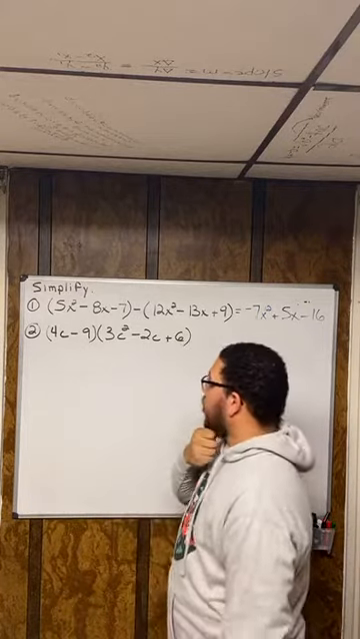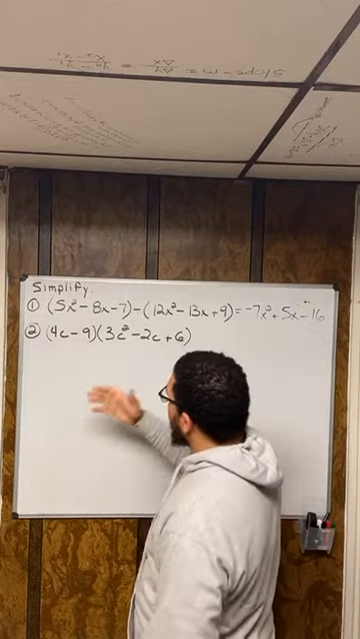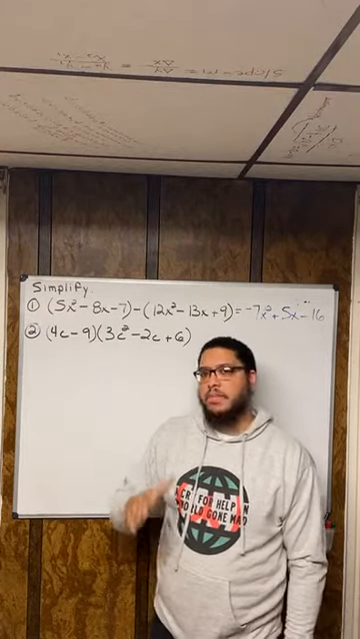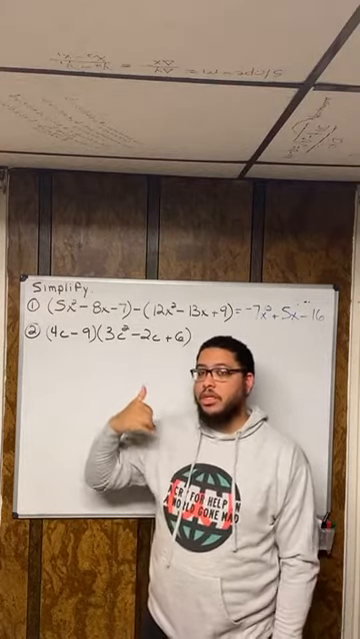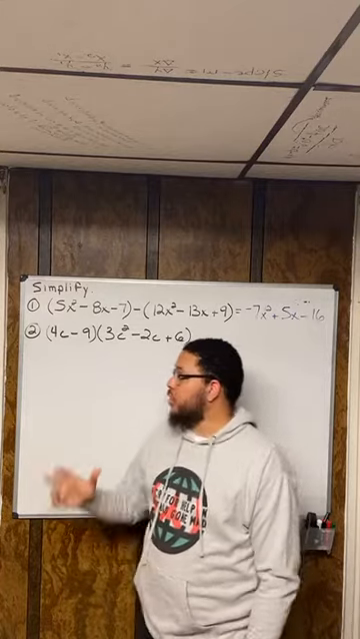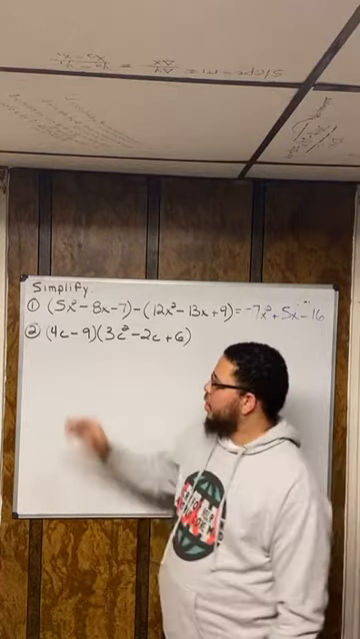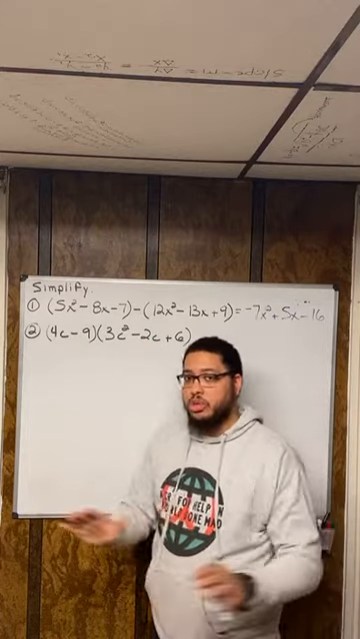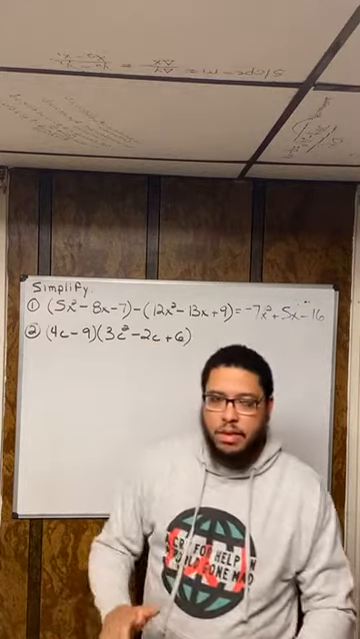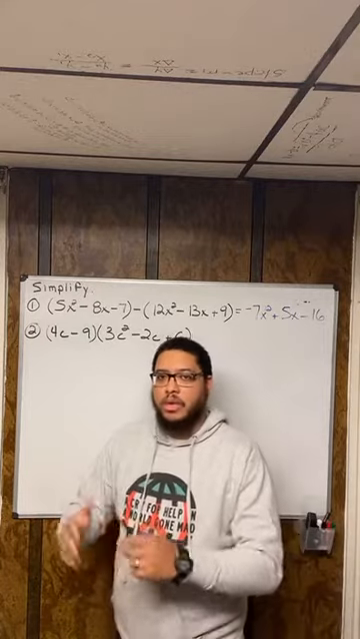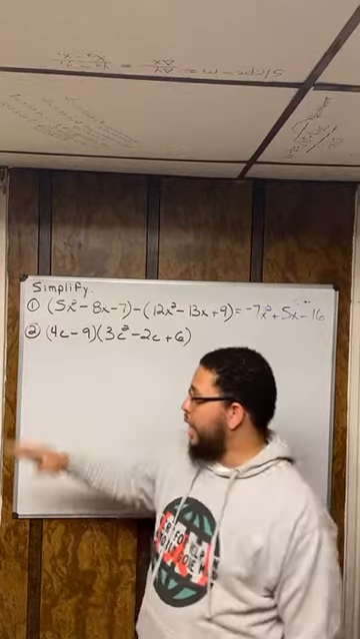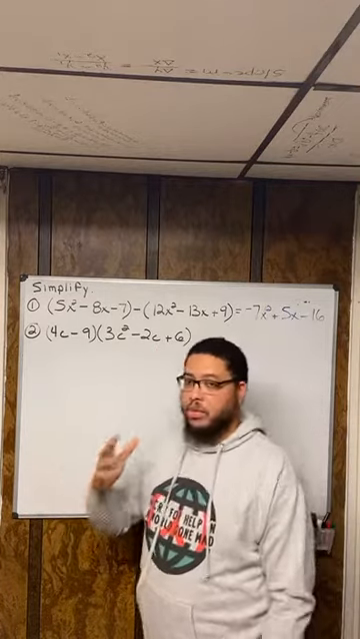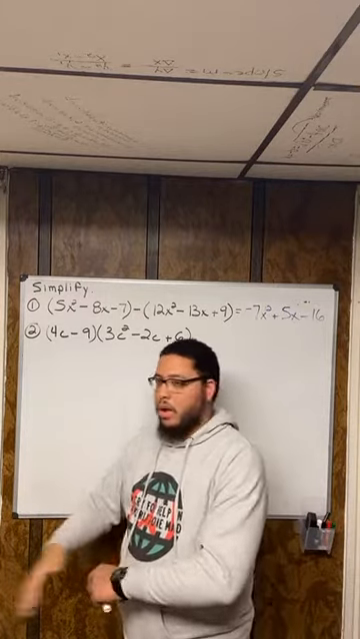All right. So what we have to do is, now some of you may know about the FOIL method, right? But we can't use the FOIL method here. The reason we can't use the FOIL method here is because we don't have two binomials. This is a binomial, but this is not. This is a trinomial. We can only use the FOIL method, first, outer, inner, last, when we have two binomials. Not two trinomials, not a binomial and a trinomial, but only when we have two binomials. So let's rule that out.